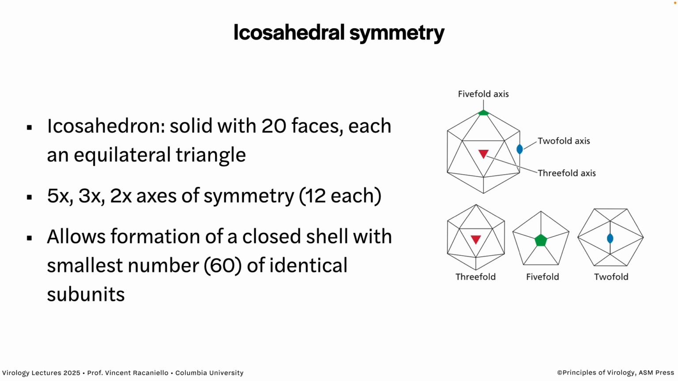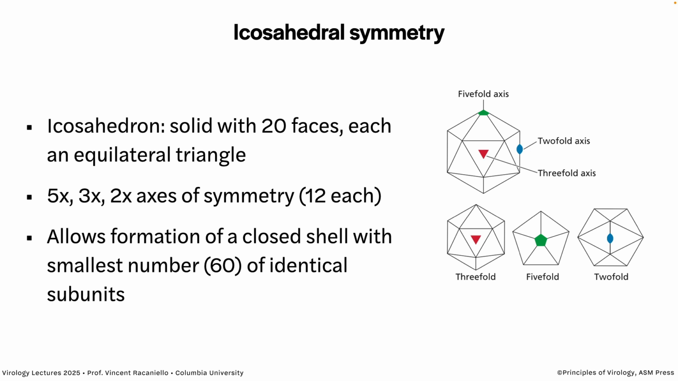So it turns out that an icosahedron lets you make a closed shell with the smallest number of identical subunits. You could make a virus with 60 copies of the same protein. That's what an icosahedron gets you. Plus, it's very stable. Of all the platonic solids, it's the most stable.